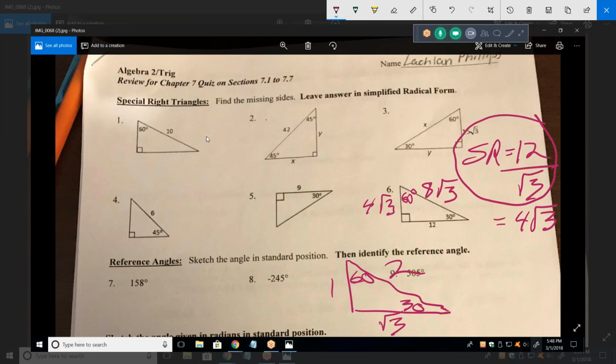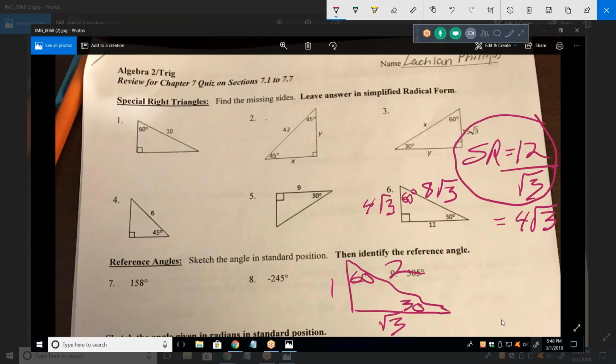Every time you see a 30-60 right triangle or a 45-45 right triangle, this is what you want to do. You don't want to use trig. For one thing, they're not going to give you enough information to use trig. I guess we could take the sine. Yeah, you could take the sine of 60 degrees equals this side over 10. But I'm quite certain that they don't want you to use trig here.